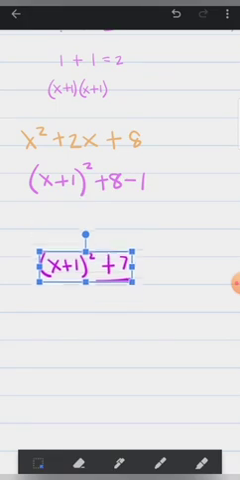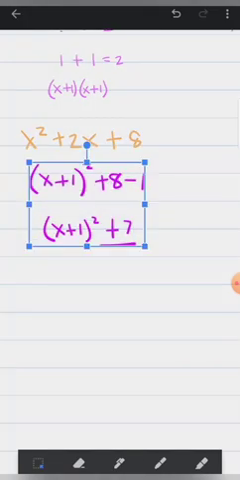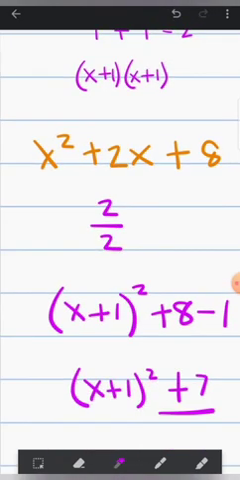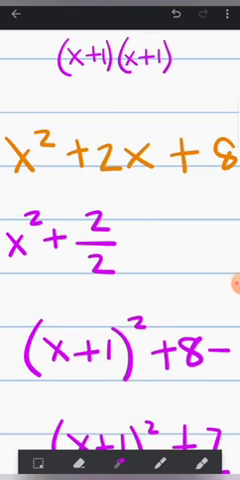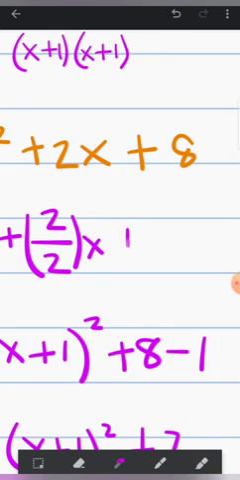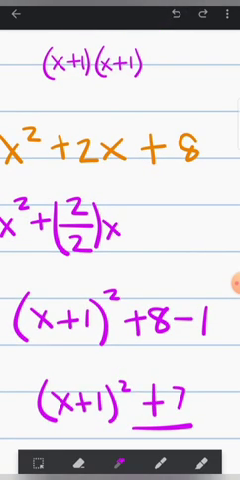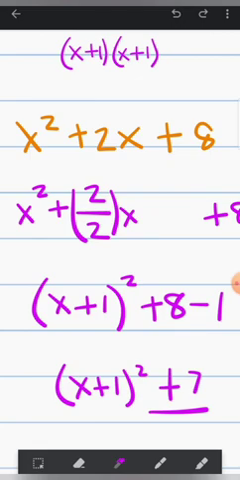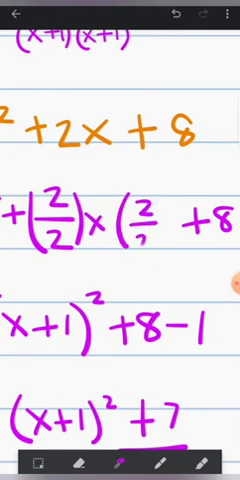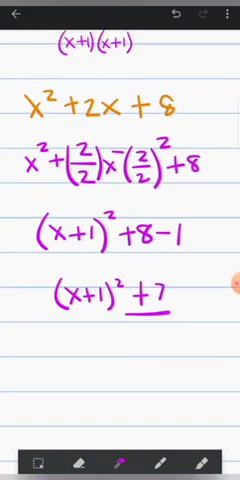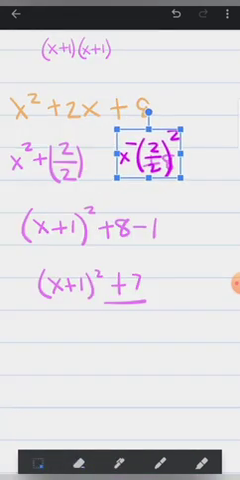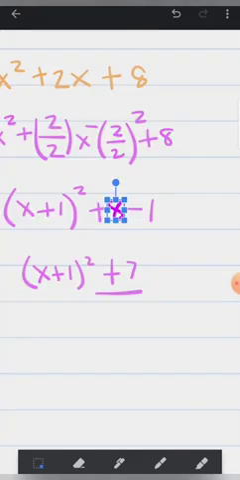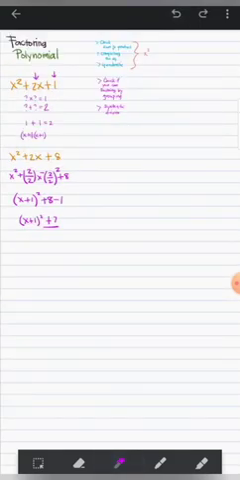Again, what you did was just divide the coefficient by 2. So it will become 2 over 2, so x squared plus 2 over 2 x. And then add or subtract the answer. So 2 over 2, which is 1, and then square it, and then subtract it from 8. So that becomes negative 1. So that's completing the square.